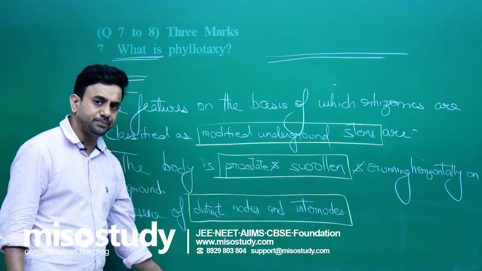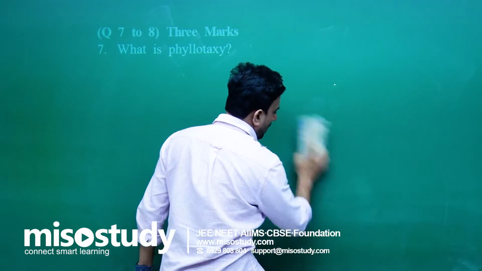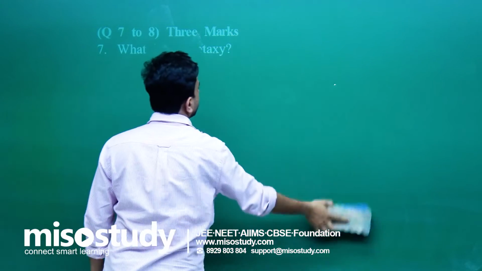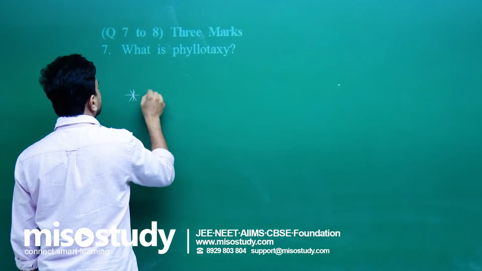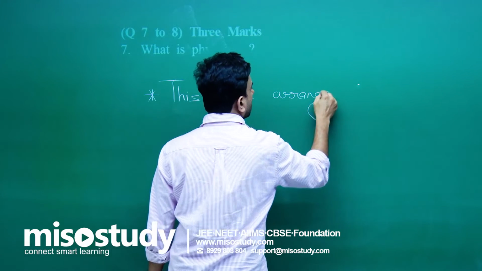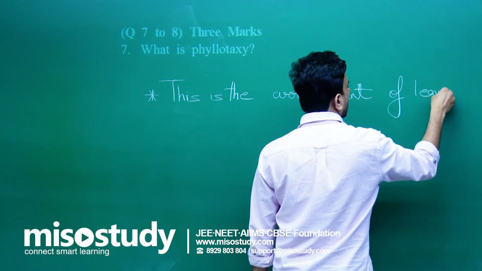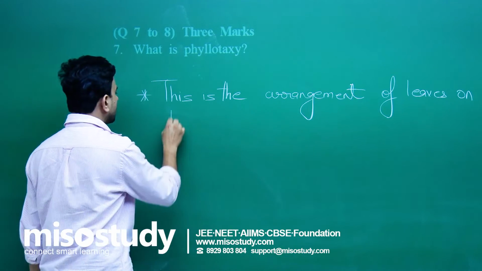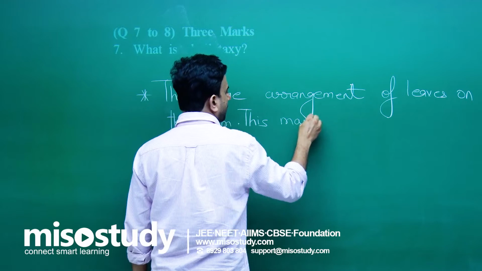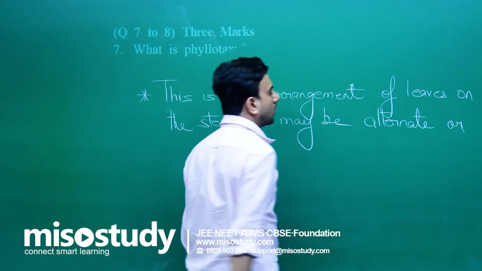What is phyllotaxy? So phyllotaxy is the arrangement of leaves on the stem. This may be alternate or opposite.